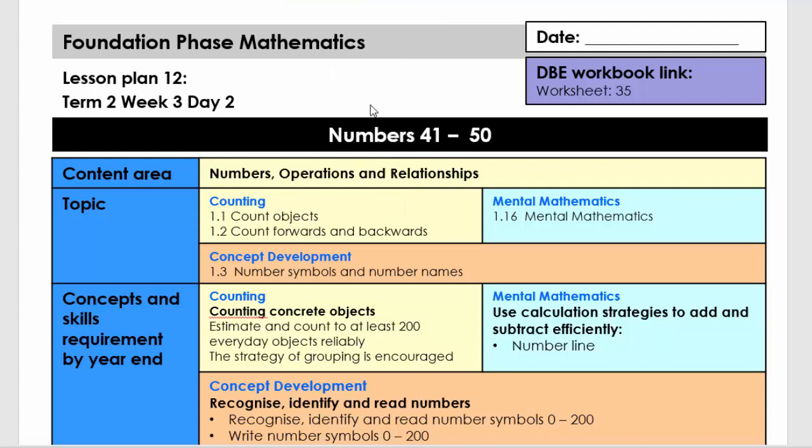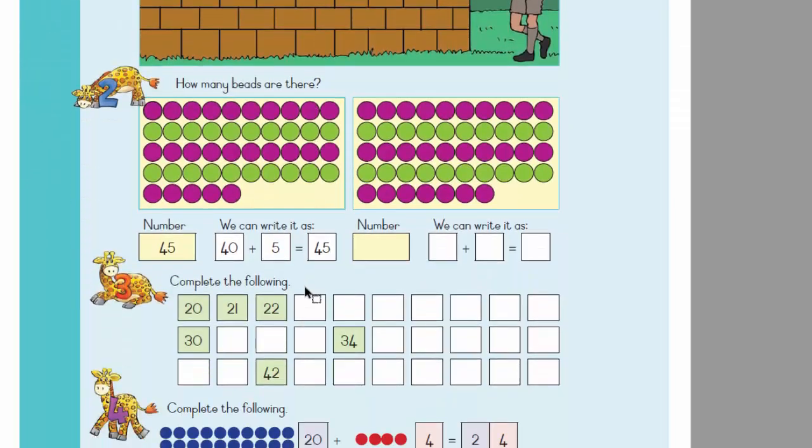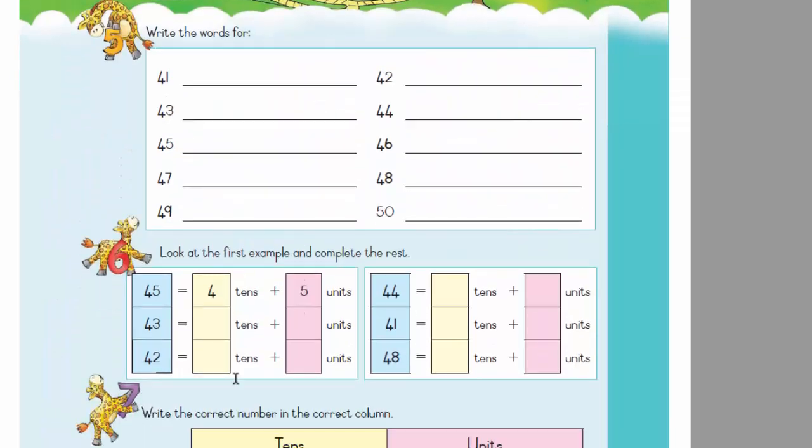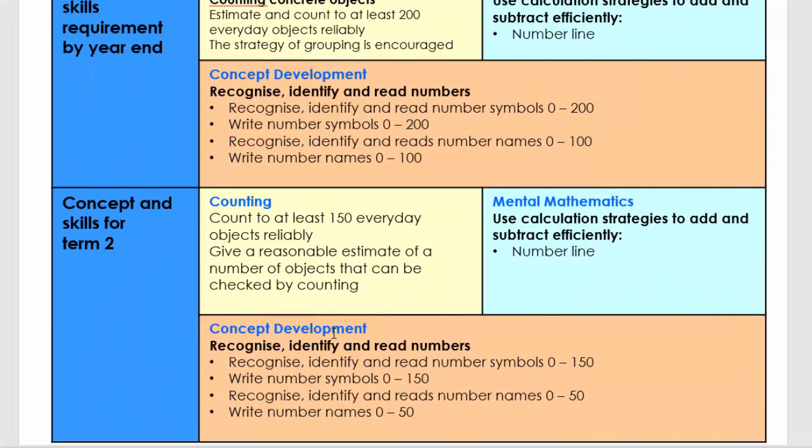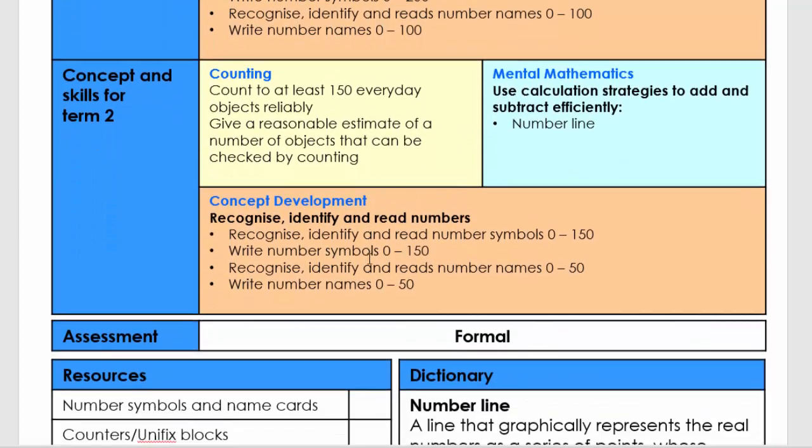Good day, everybody. Today we're going to do lesson plan 12, grade 2, term 2, and the topic is numbers 41 to 50. It is also linked to worksheet 35 in our DBE book. So just have a look at worksheet 35 in our DBE book. Let's go back to the lesson. Here you can pause and see how it links to the CAPS curriculum.